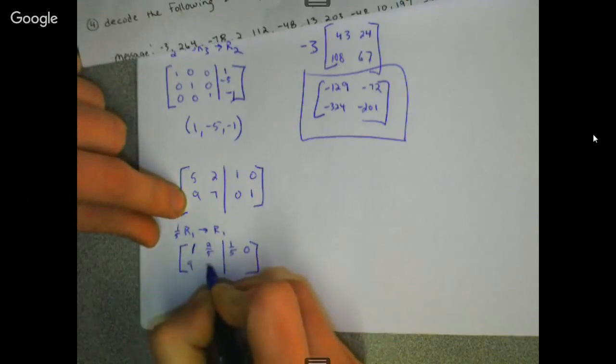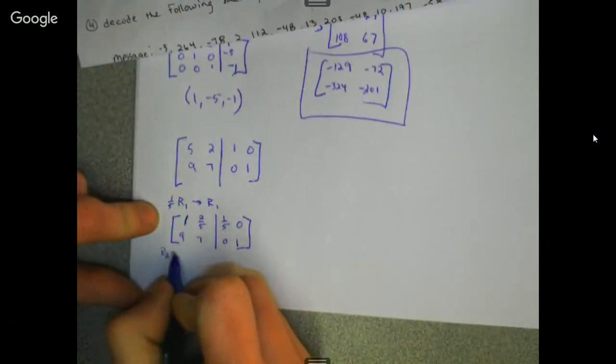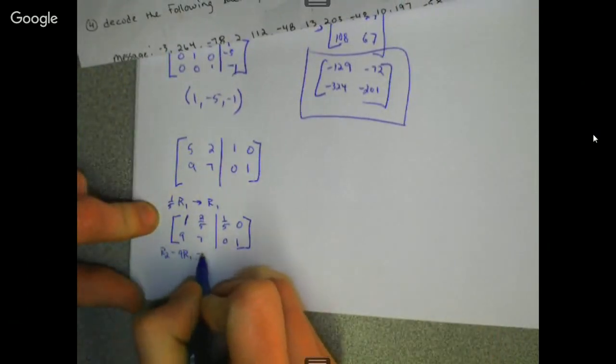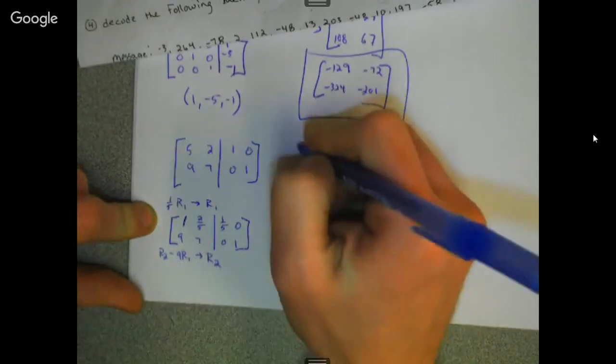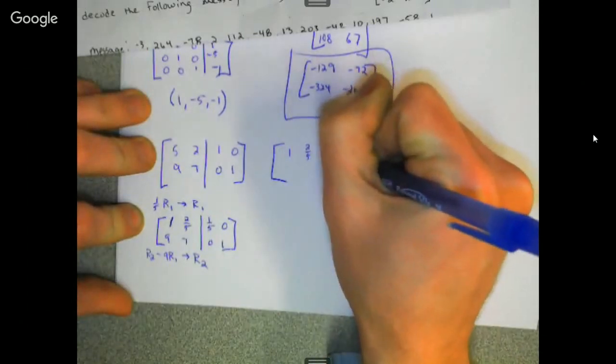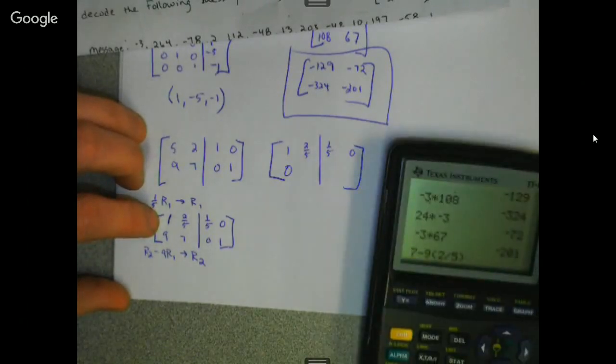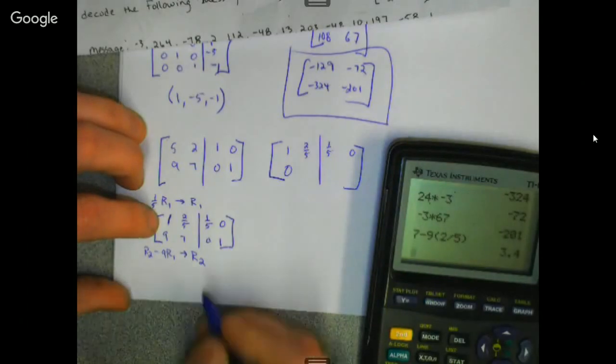And we're leaving this one alone. Okay, now I need a 0 here. So we're going to take row 2 minus 9 row 1 back into row 2. Come over here and write that. So this row's fine. So that's 0, 7 minus 9 times 2/5. Again, I'm just putting this into the calculator to see what we get.